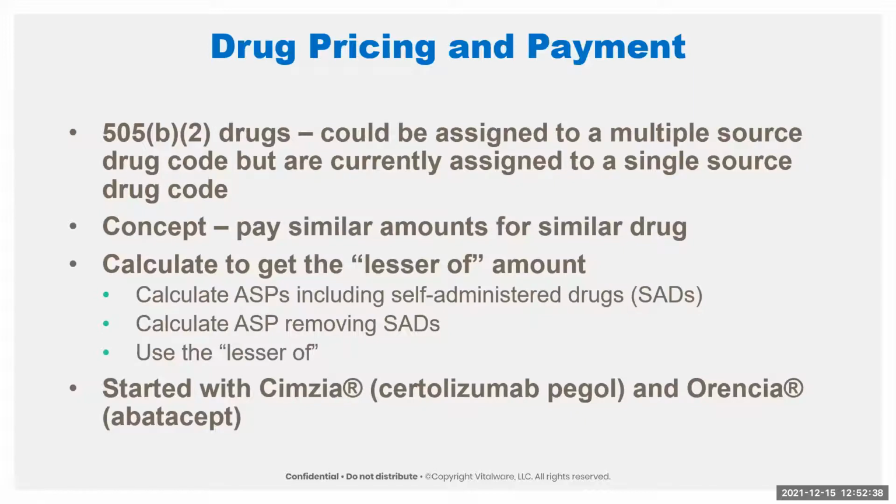And so they're kind of calling this under the 505(b)(2) drugs, and that could be a multiple source drug code, but currently assigned to a single source drug code. So the concept is to pay similar amounts for a similar drug, and CMS is going to calculate to get the lesser of amount. So they'll calculate the average sales prices, including self-administered drugs, and then they're going to calculate the ASP and remove the self-administered drugs, and then use the lesser of amount. And this really started with the Cimzia and the Orencia, because those can be self-administered. So what they're going to do is review the average sales prices and then pay the lesser of.